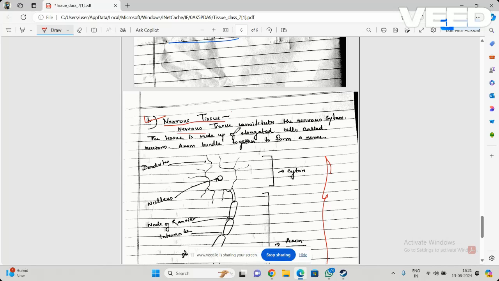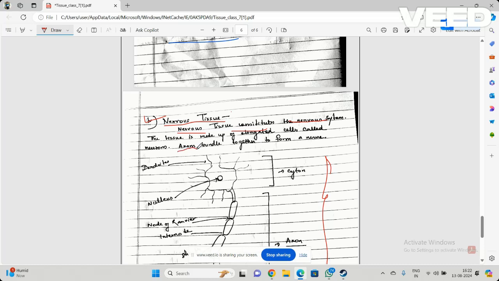Nervous tissue constitutes the nervous system. All the messages, the signals. Suppose you touched a hot cup of tea, you will feel hot, and you will certainly remove your hand from the hot cup of tea. That action is done by the brain. So how is it done? It is done by nervous tissue. How it is done, we'll do in the chapter on the nervous system. We'll not discuss it here.